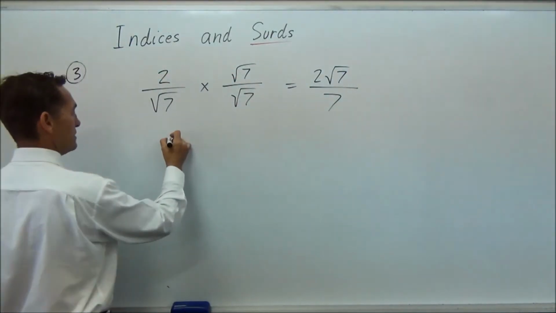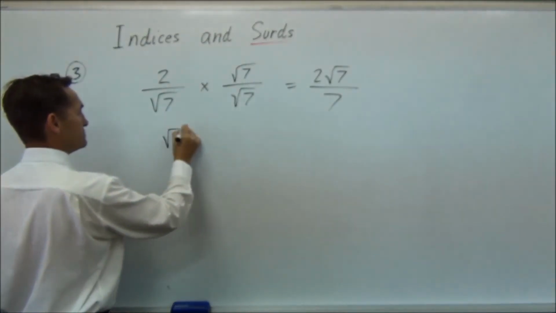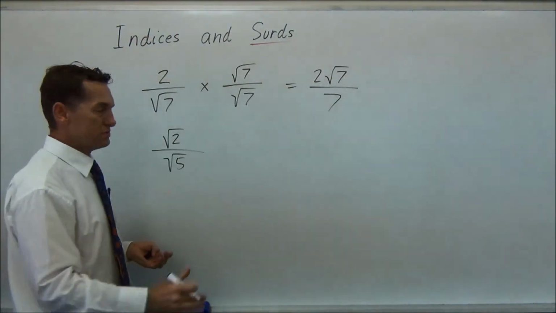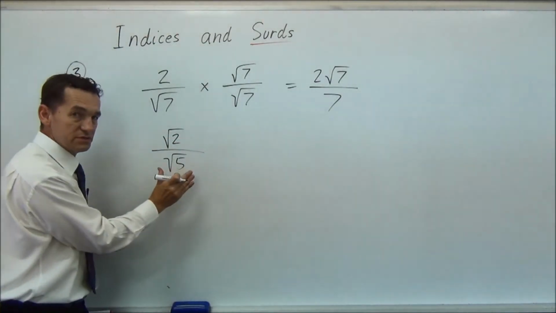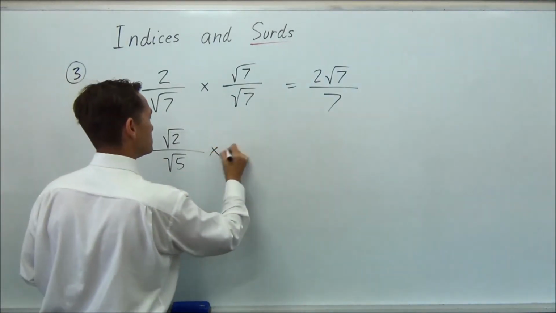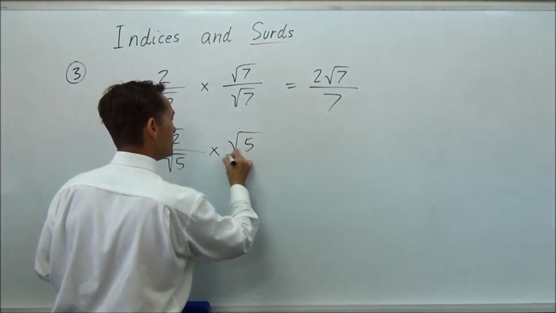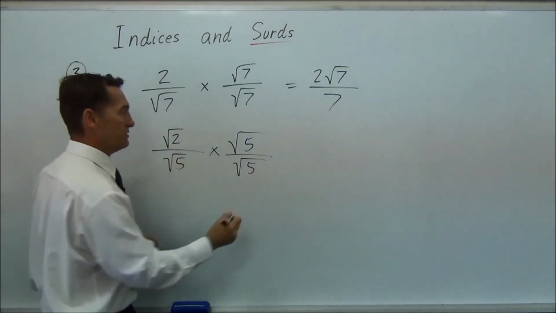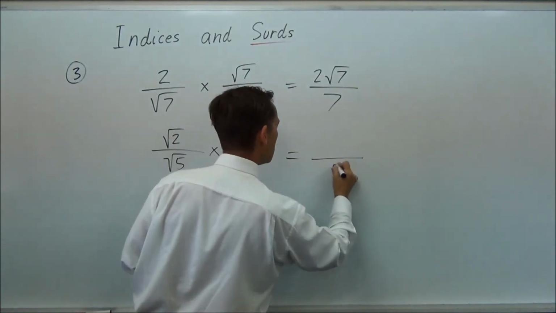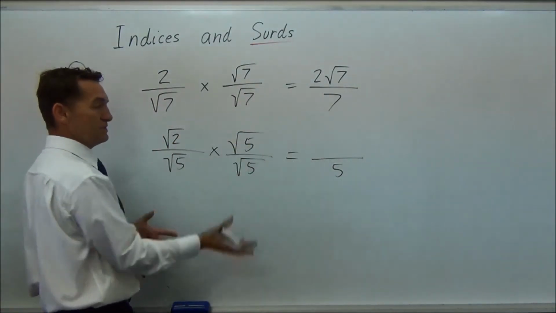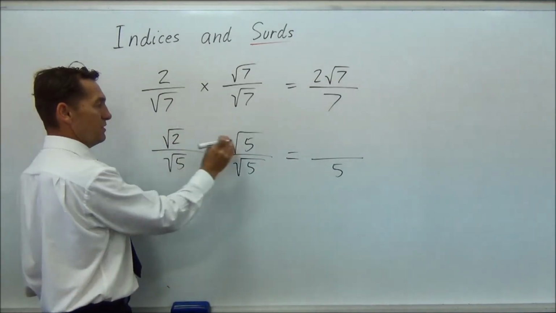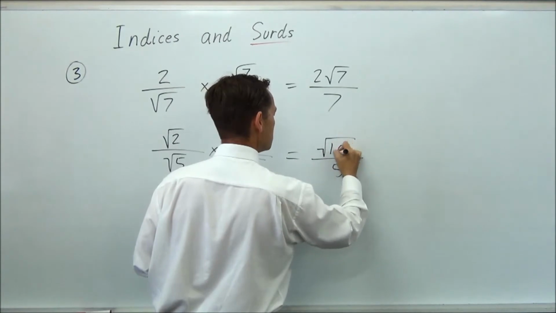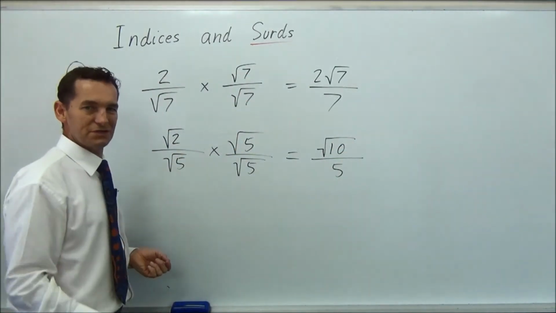So let's do another one. Let's put a root on the top, shall we? Let's put root 2 over root 5. Well, ignore the top. I don't care what's on the top. We're rationalising the denominator, what's on the bottom. So I'm going to multiply by 1 using the bottom. Root times a root is the same thing, so that's a 5. And here I've got root times root. Well, we did that in the last part where you've got a root multiplied by root. 2 times 5, well that equals root 10. And that's it, you're done.